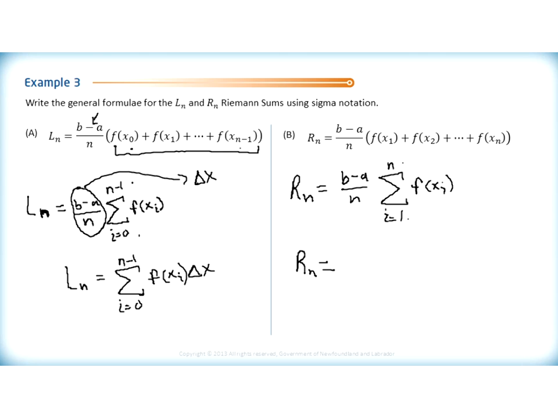So we're going to have Rn equals a sum again from i equals 1 up to n. And another way to write that is f of xi multiplied by delta x instead of just by b minus a over n. Okay, so not a whole lot to that stuff. It's not the most difficult thing that we've done, but certainly it's an important idea.